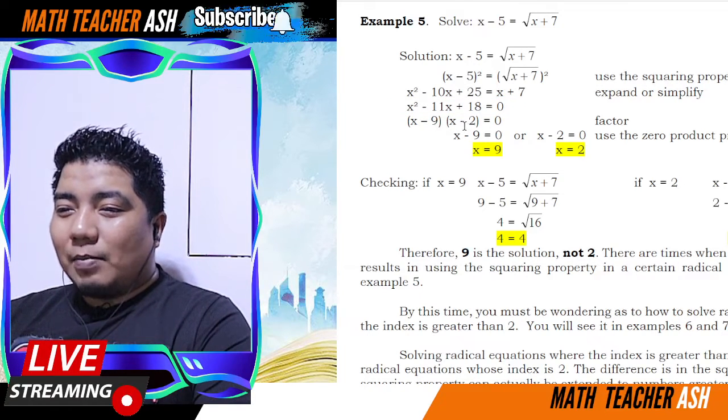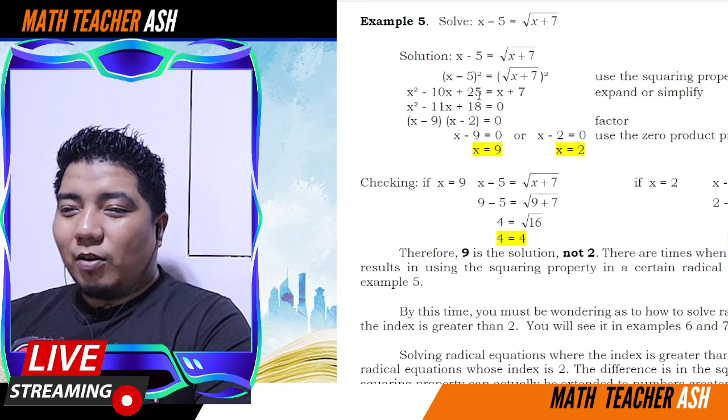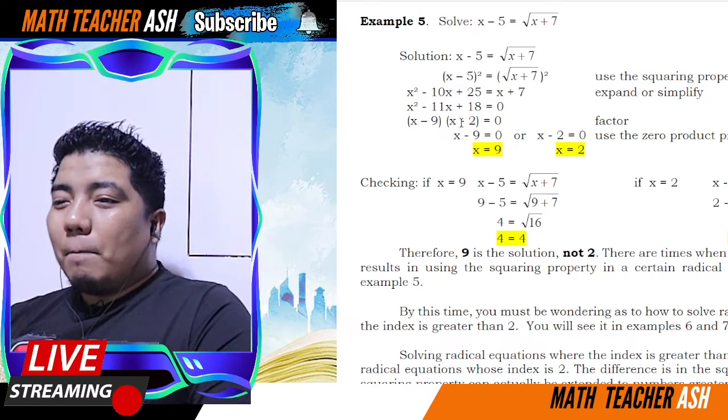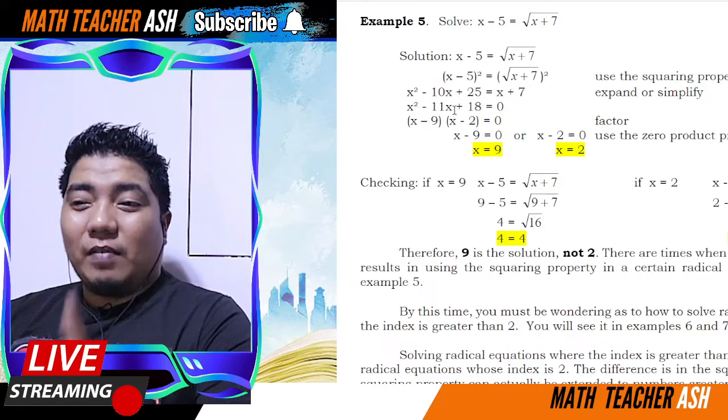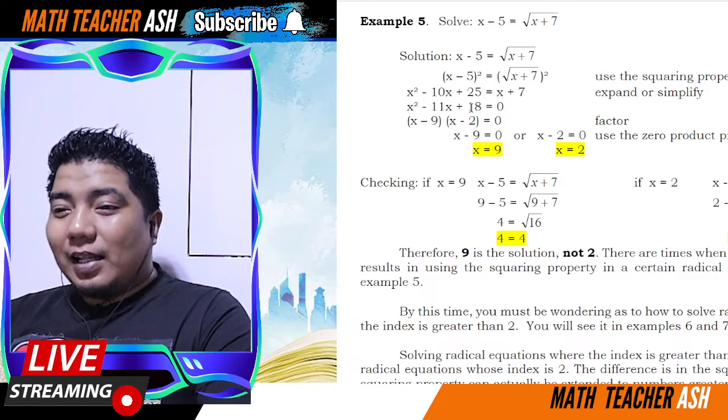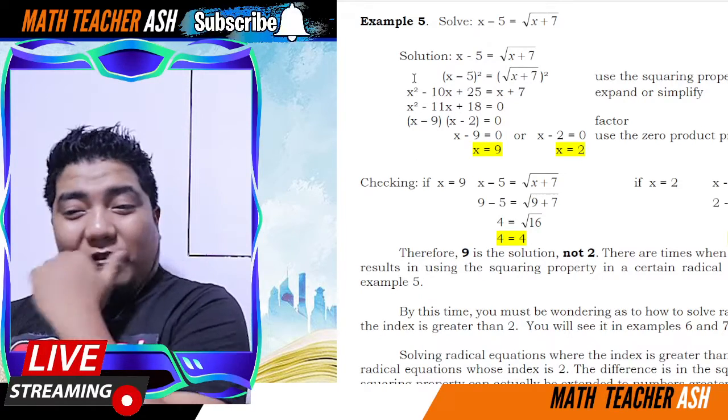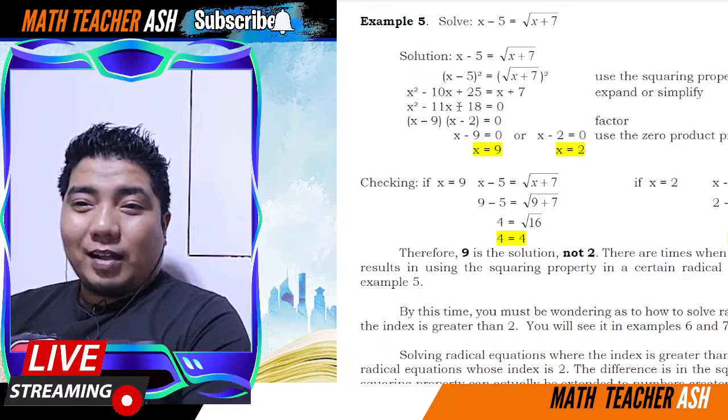Negative 9 times negative 2, that is positive 18. Okay, correct. Negative 9 plus negative 2, that is negative 11. That is correct. Therefore, we can say that this is a correct factor of the given quadratic equation.